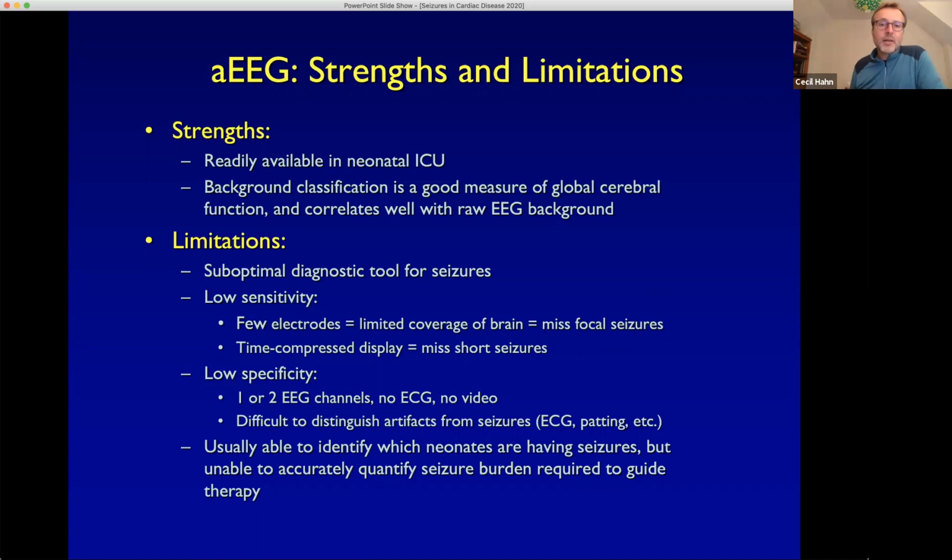So in the bottom line, I think it is a useful tool as long as you recognize its limitations. Sometimes you can identify a child or a baby that's having seizures, but I think it's hard to know how many seizures they're having. And once you've started escalating therapy, I think you need to get a real EEG or a conventional EEG to really guide your therapy. If you guide your therapy purely based on the amplitude integrated EEG, you could get into trouble.